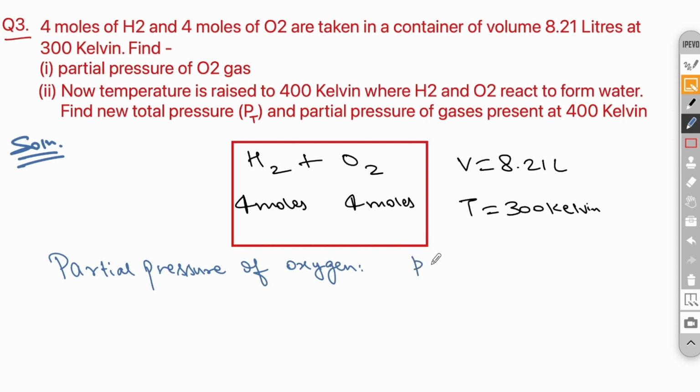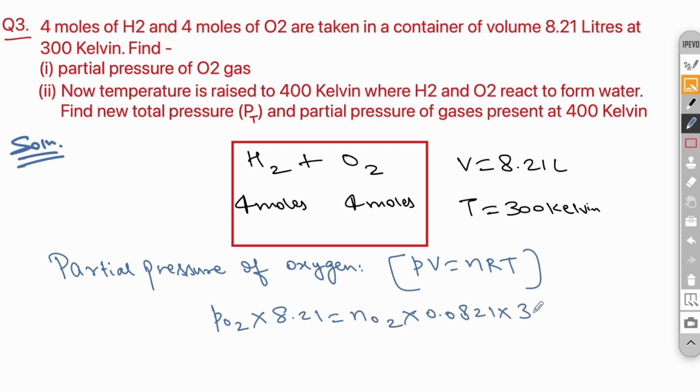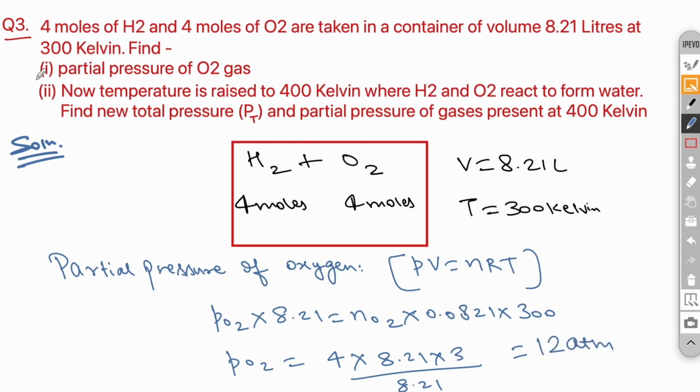So the partial pressure of O2 gas, that is PO2, we can determine it by using the ideal gas equation. PV is equal to nRT. So PO2 multiplied by the volume, that is 8.21, is equal to moles of O2 multiplied by R multiplied by T. So simply we'll put all these values. So PO2 is equal to moles of gas here is 4 multiplied by 0.0821 multiplied by 300 divided by 8.21. It will come out to be 12 atm. So we got the value of PO2.